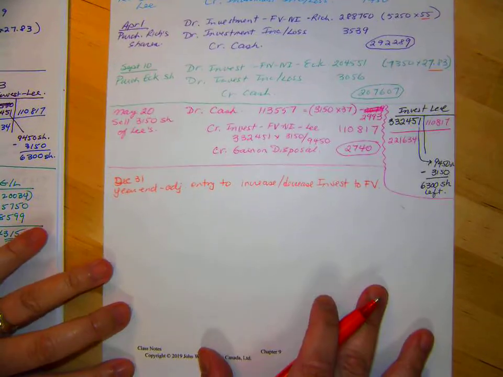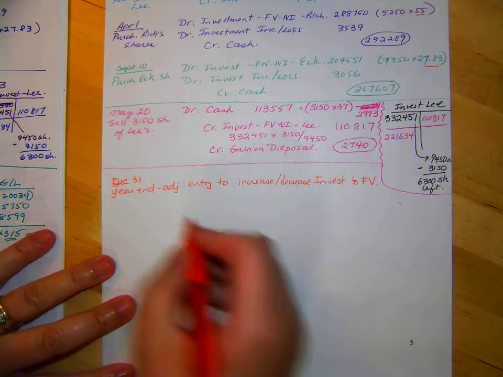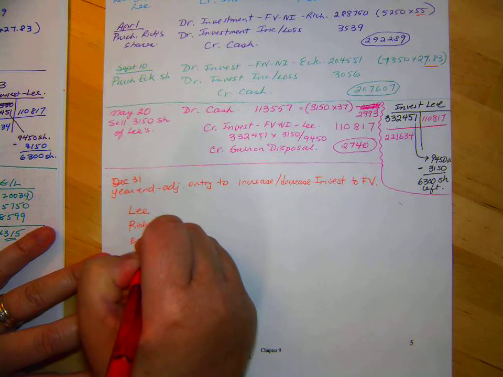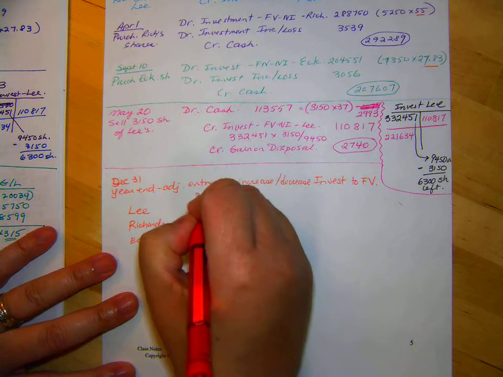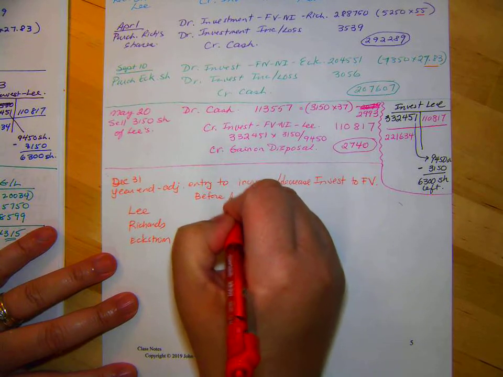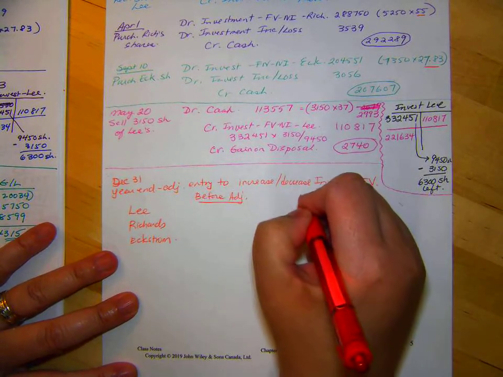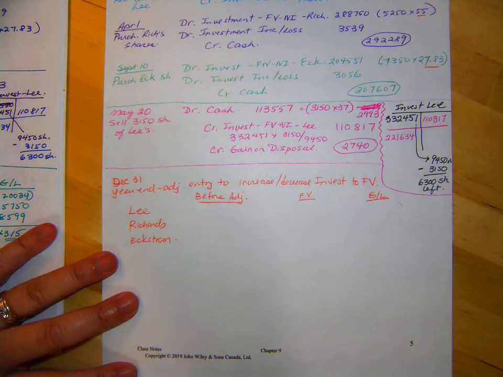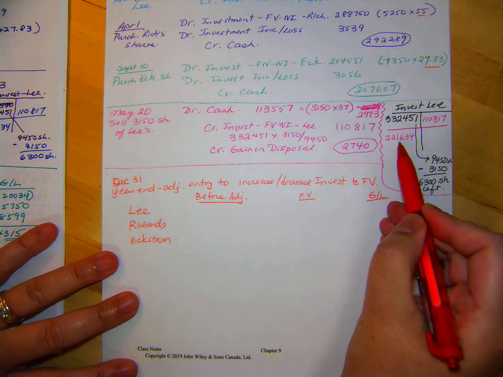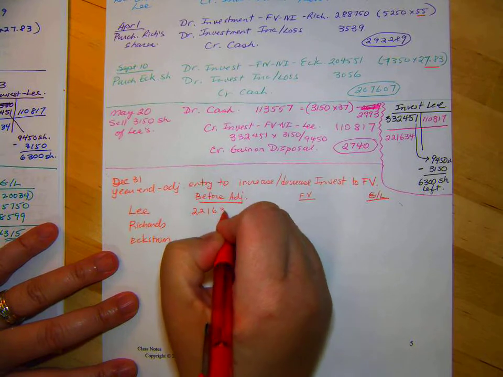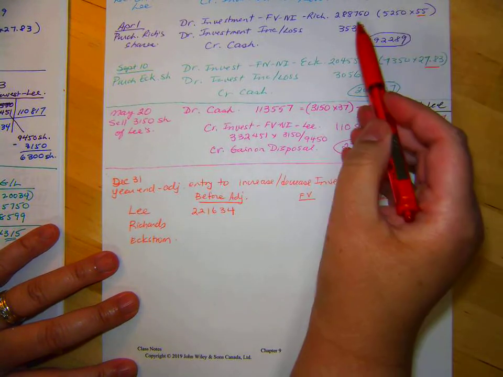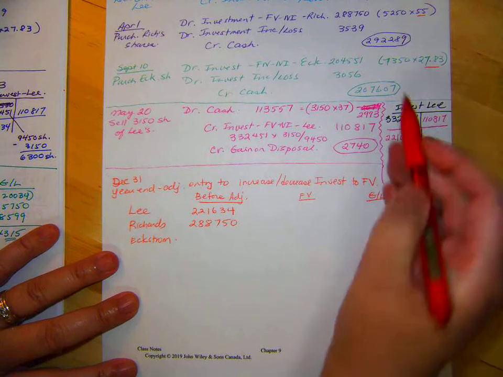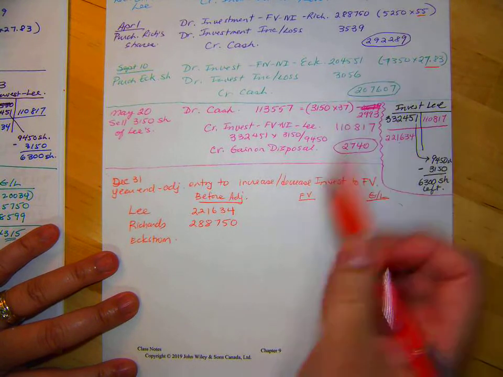So let's do this and set up our little list of who we have. Lee, Richards, and Ekstrom. And we have before adjustment, we have the fair value calculation, and then we have the gain or the loss. So Lee's we know is now 221,634. Richards, we go up and see what we paid, 288,750. And Ekstrom, go up and see what we paid, and it's 204,551.